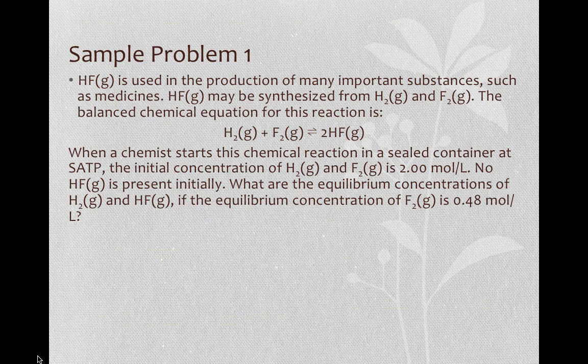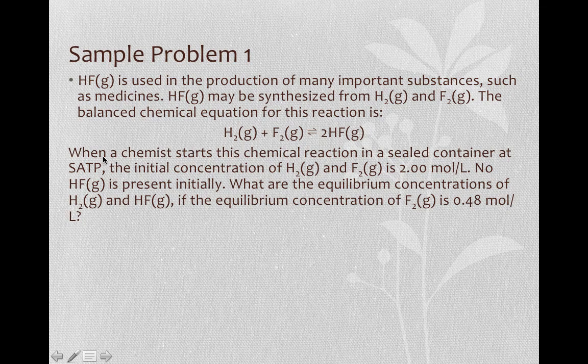To see how to use an ICE table, let's work through a sample problem. For sample problem 1, it says HF is used in the production of many important substances, such as medicine. It can be synthesized from H2 and F2. And we have this balanced equation where we have one H2 reacting with one F2 to make 2 HF.